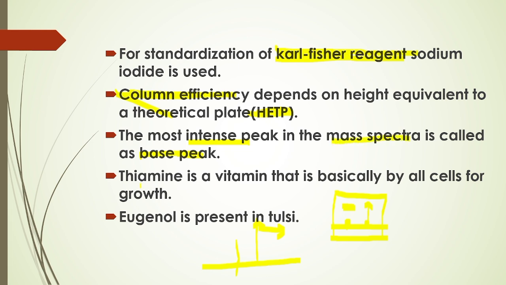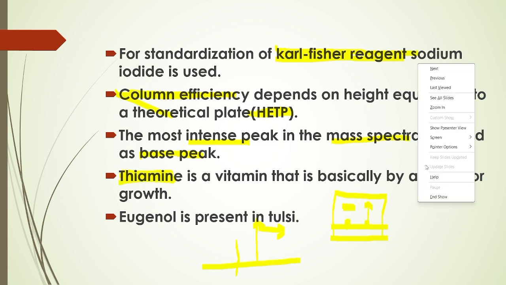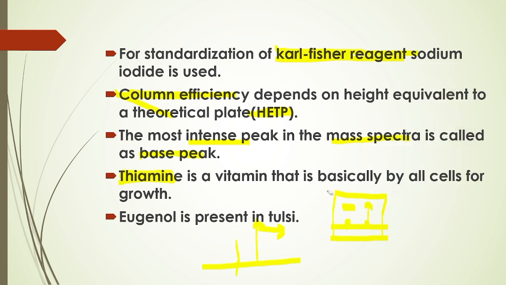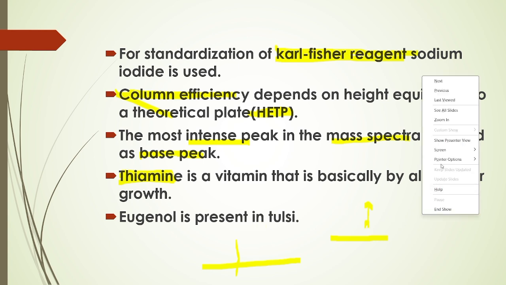And the next one: thiamine is a vitamin that is needed by all cells for growth. What is thiamine? Thiamine is a B1 vitamin, which is one of the essential vitamins for the growth of the cells. Thiamine is one of the important vitamins which mostly helps for the growth of the plant.